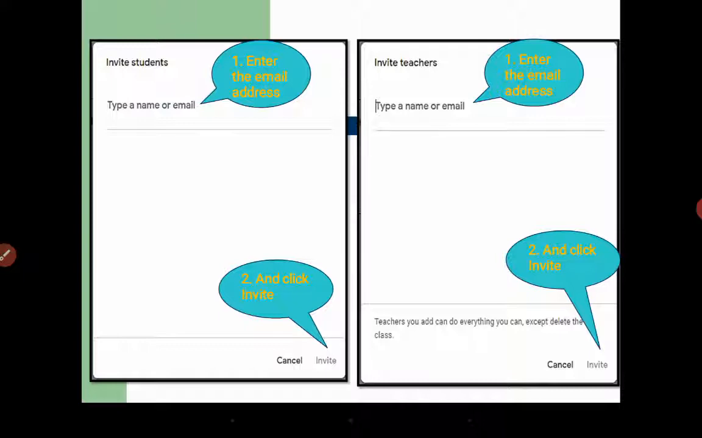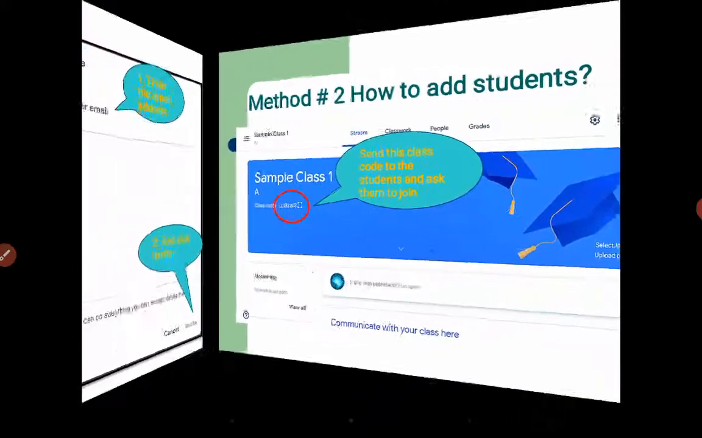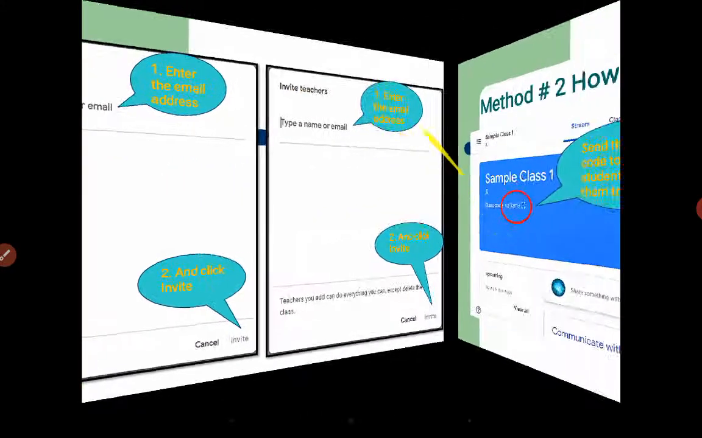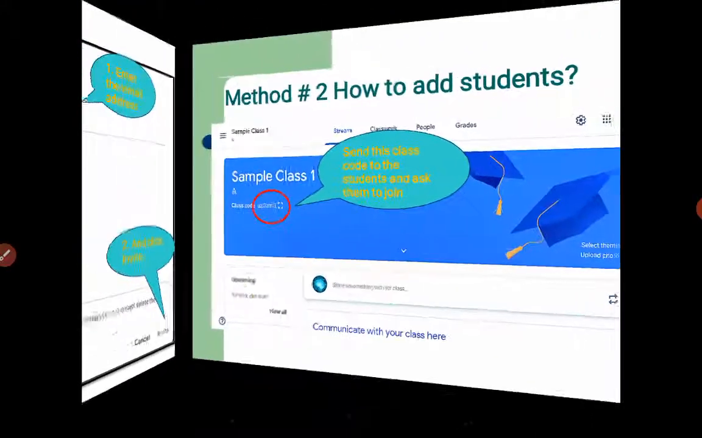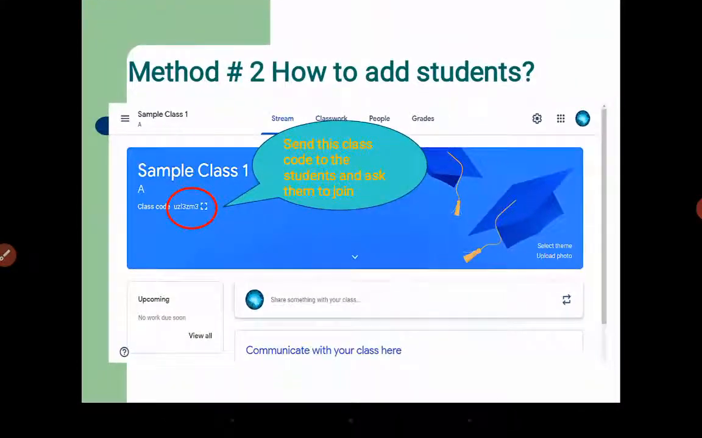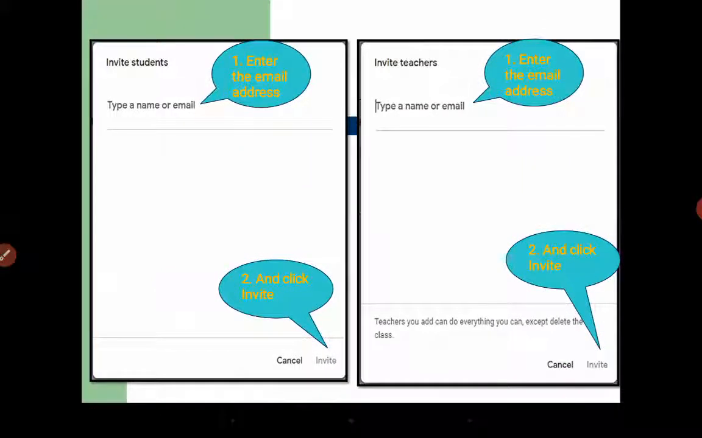When you click on the add students icon, you will have this window, and when you click on invite teachers, you will have this window, but I am showing this on the same screen. Just enter the email address of the students over here and click on invite, and add the co-teacher over here and click on invite.